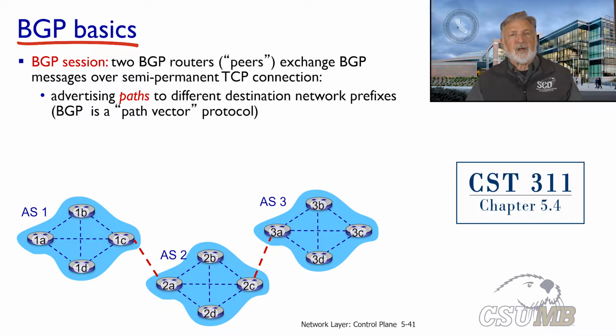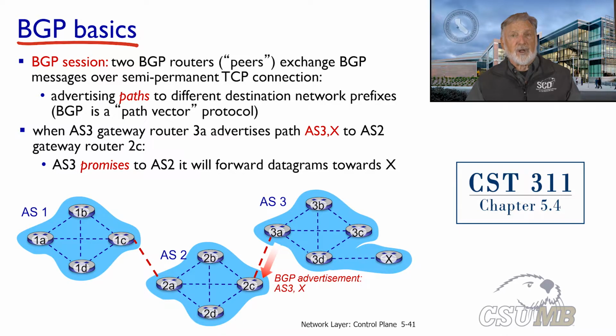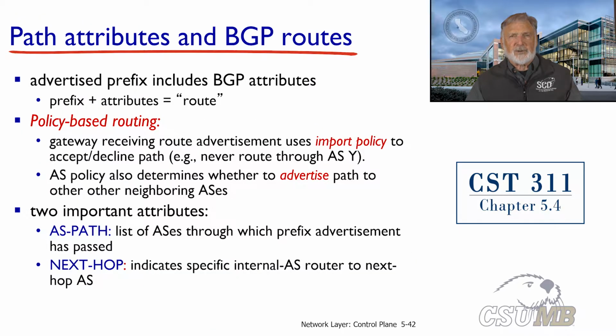The routers advertise paths to aggregate routes defined by destination prefixes. When a gateway router advertises a path, it promises that it will forward packets in that direction. The BGP protocol is classified as a path vector protocol. At its basic level, BGP selects the best path through the Internet by choosing a route that has to traverse the fewest number of autonomous systems.